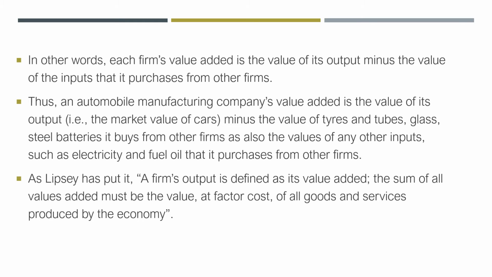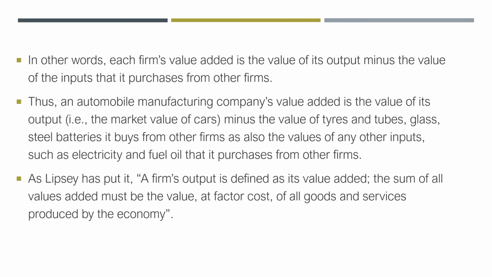In other words, each firm's value added is the value of its output minus the value of the inputs that it purchases from other firms. If you take into consideration an automobile manufacturing company, the company's value added is the value of its output minus the value of its input. Input would include tires, tubes, glass, batteries, etc., which the company buys from other firms, as also the value of other inputs such as electricity, fuel, etc., it purchases from other firms.